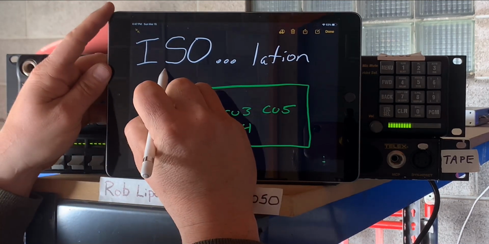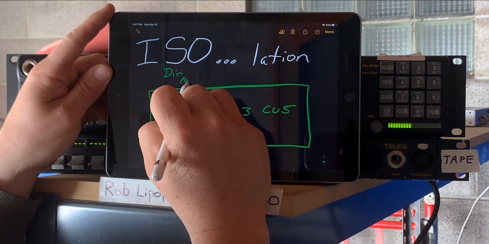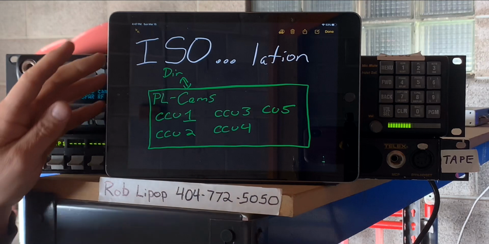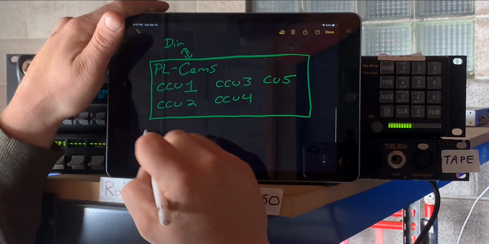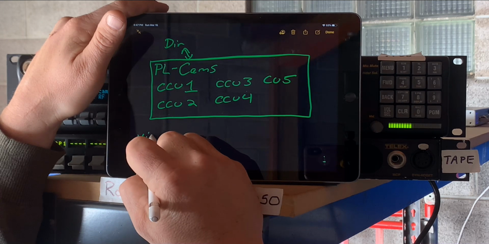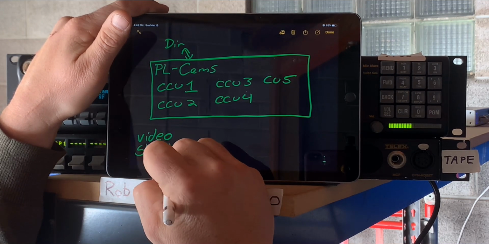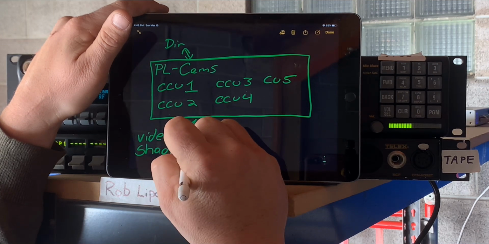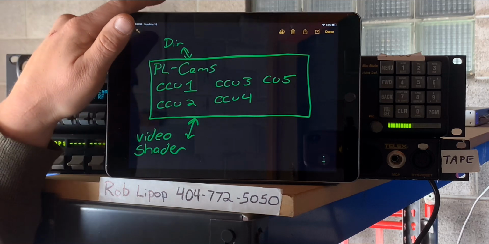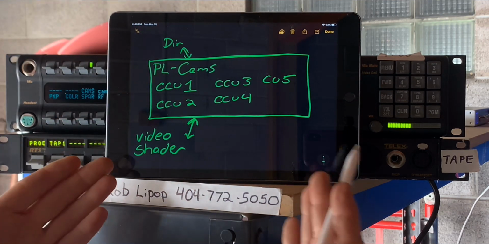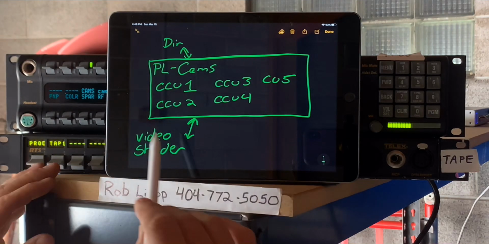So I will say that the director can participate by his choice. Somebody else could too, maybe the video person, the video shader, could choose to participate via his switches. But the CAMS party line is permanently populated with these people.